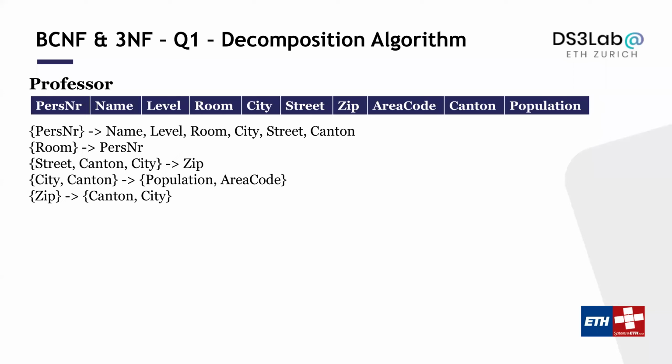So let's think about 2 questions. One question is whether this relational design, given these 5 functional dependencies, is in BCNF. And second is if it's not in BCNF, how can we decompose it? So those are the 2 questions we are curious about.